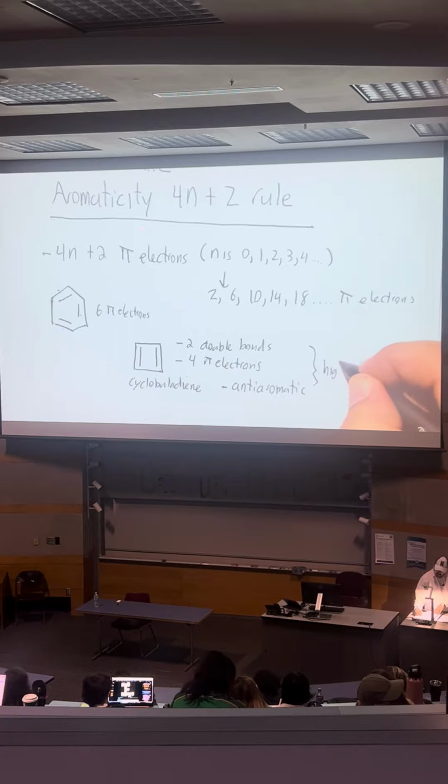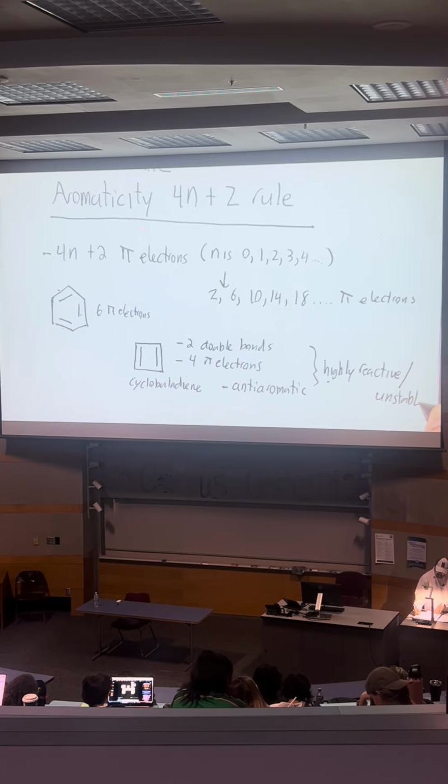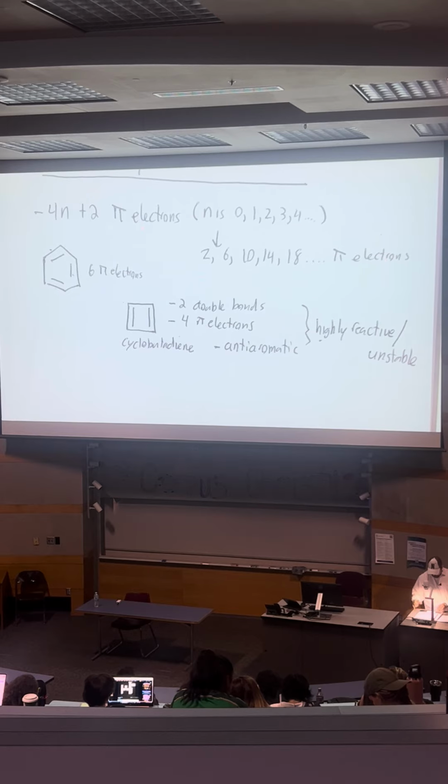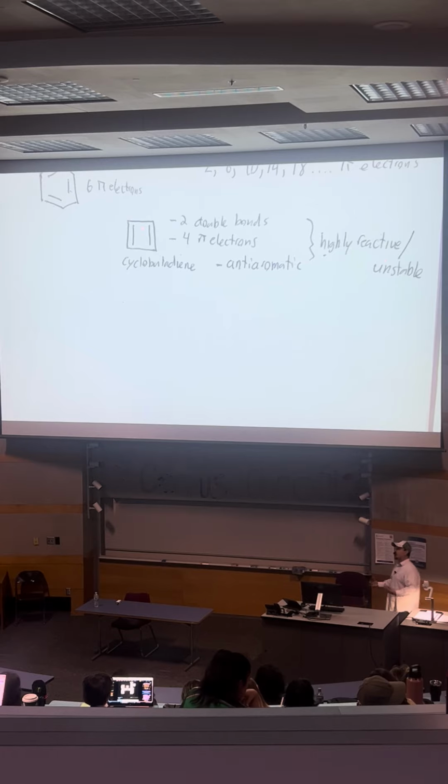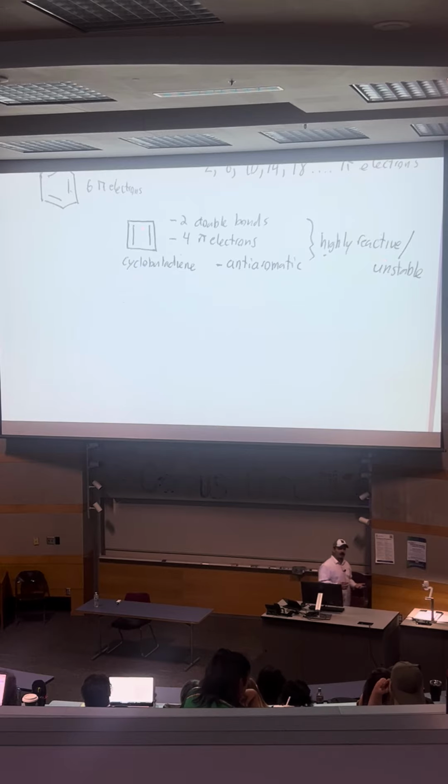And so one of the things we learn about this molecule is it's highly reactive and it's unstable. And so isolating cyclobutadiene is not something that we can usually do. And then the question might be, well, if it's unstable, what is it doing? Well, the minute you generate it, it actually reacts with itself via a Diels-Alder reaction.